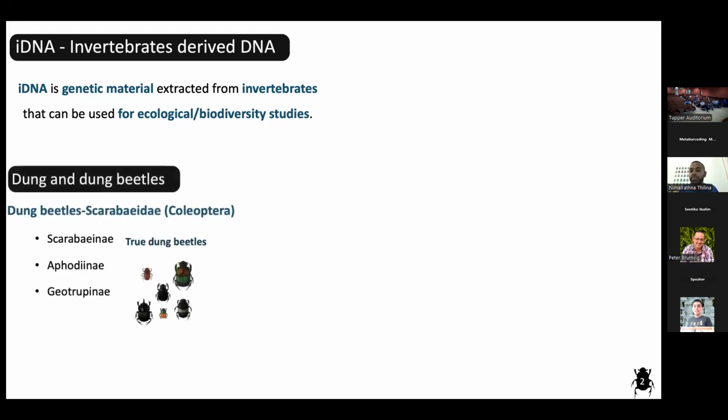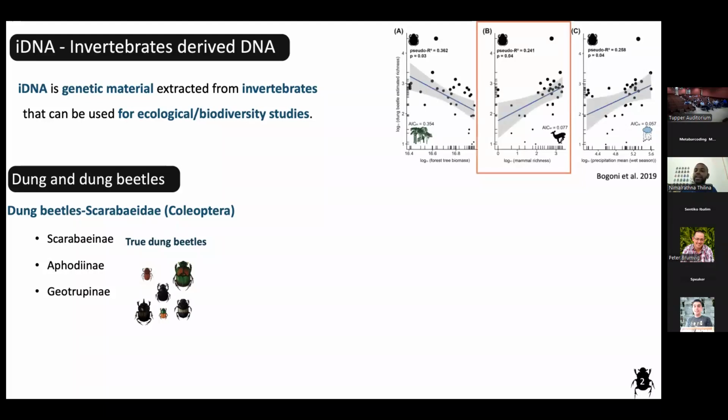When it comes to dung beetles, recent studies have used them as an iDNA sampler for biodiversity monitoring and ecological studies. There are three groups of dung beetles: the Scarabaeinae, Aphodiinae, and Geotrupinae subfamilies. The Scarabaeinae are known as the true dung beetles because of their high association with mammalian feces. They use mammalian feces as a food source and also to make brood balls for their larvae.